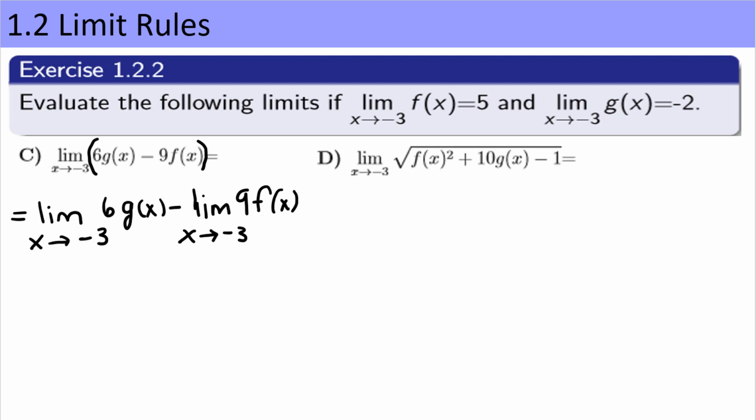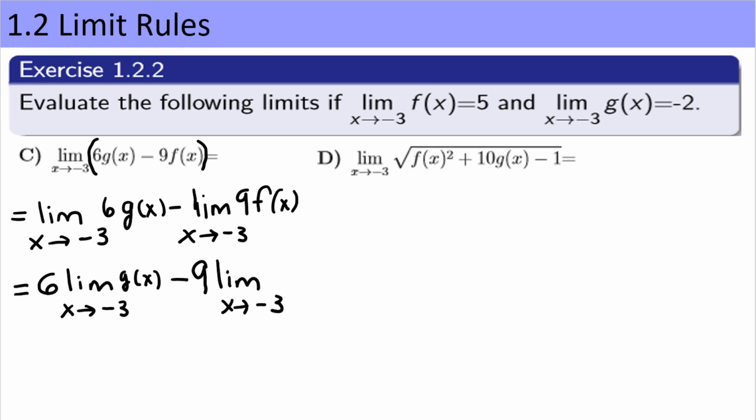Now let's apply the constant times a function property to each of the two separate limits. We'll write the 6 outside the limit symbol. Then we have the limit as x approaches -3 of g of x minus, we will also pull the 9 out front of the limit. So 9 times the limit as x approaches -3 of f of x.